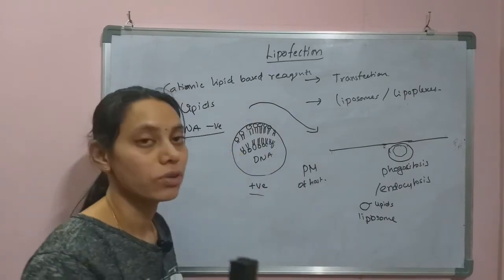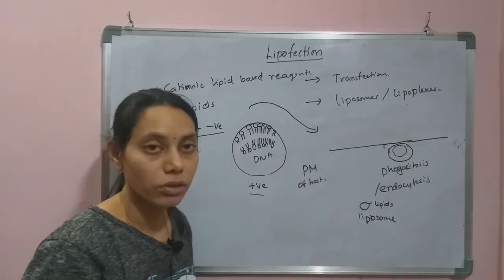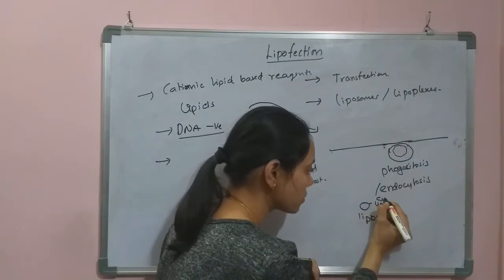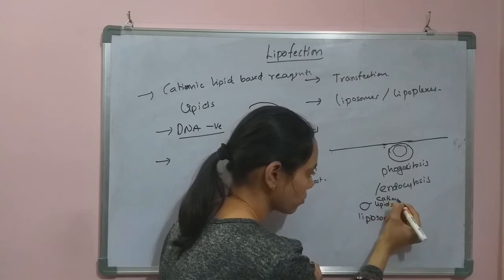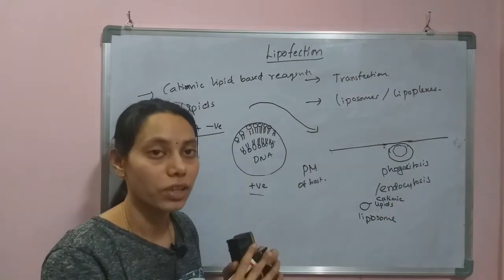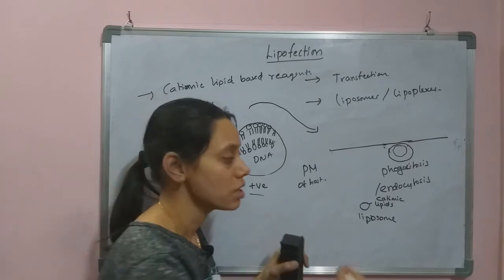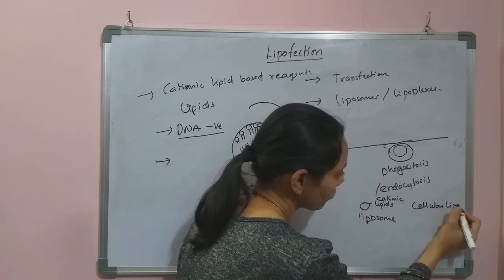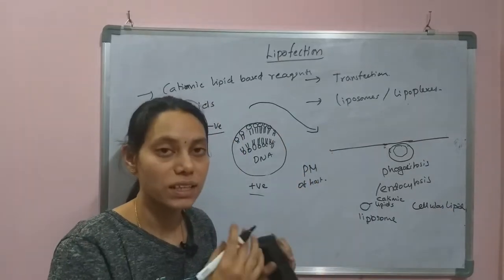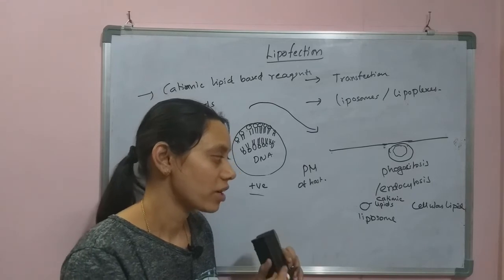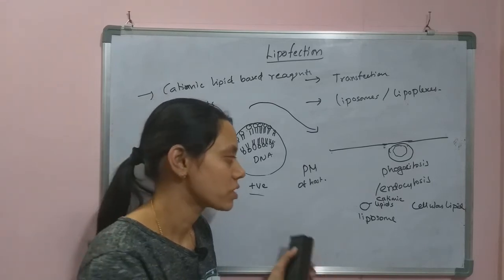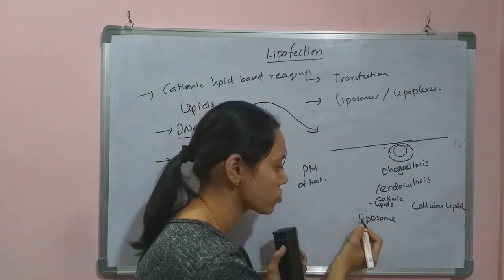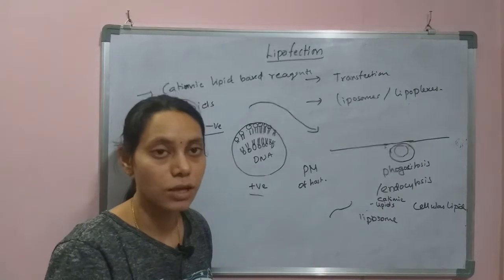So basically, as we already discussed, there are cationic lipids. Based on the buffering nature of these cationic lipids, they interact with the cellular lipids and destabilize these vesicle structures. So that interaction of the cationic lipids with the cellular lipids destabilizes the liposome structure, and releases the DNA inside the cytoplasm.